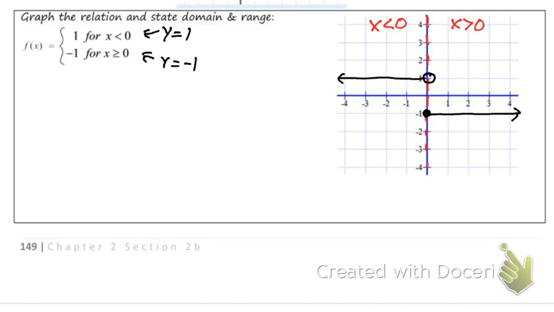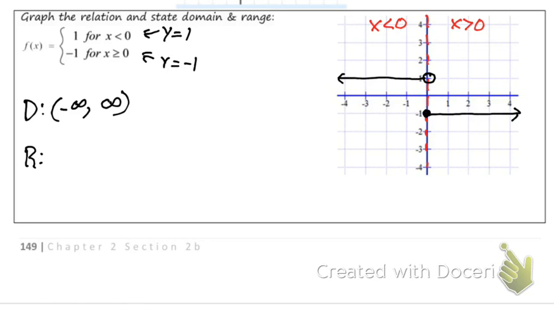Now I'm supposed to state the domain and the range. Well, our domain is how far left to how far right it goes. It goes forever in the negative direction. I come across, I know there's an open dot here, but it's covered by this one. So if I input 0, I get this out. So it actually goes from negative infinity to infinity. Our domain is negative infinity to infinity.